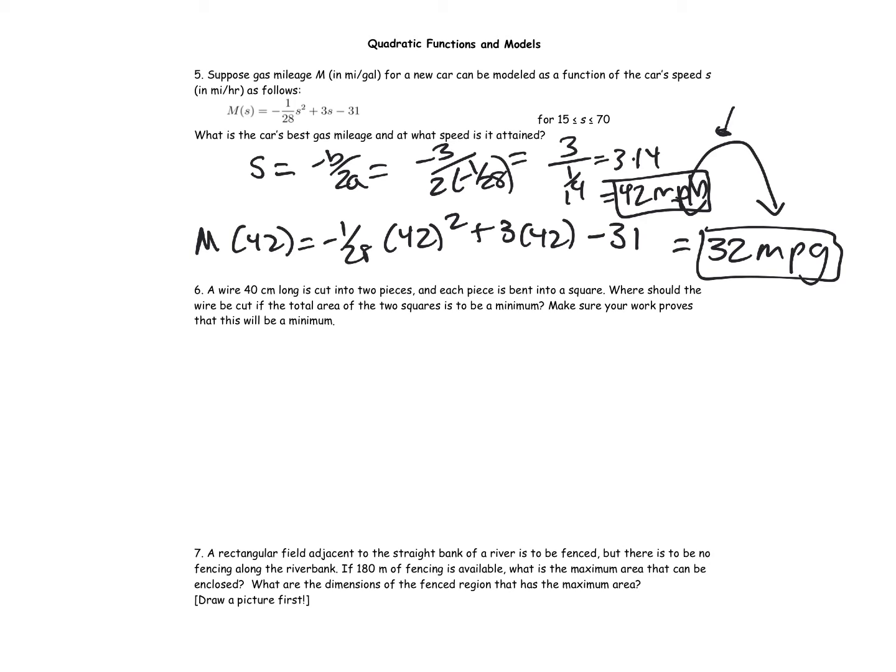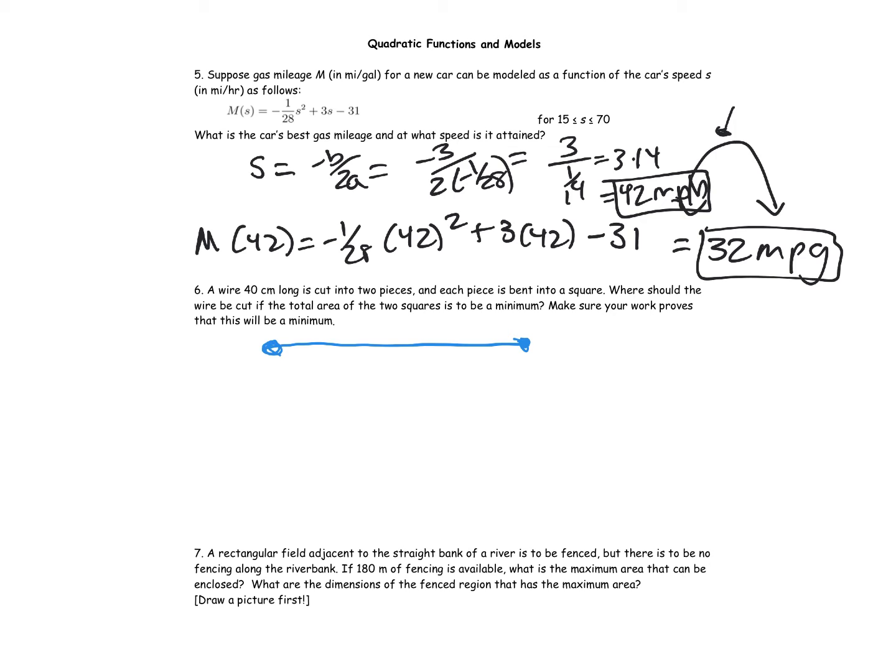This next one gets a little bit more challenging, and I just want to help you set it up. Then you should see what you can do with the algebra in terms of getting it into a form that you can then find the min. We've got a wire that's 40 centimeters long and it's cut into 2 pieces. Each of those 2 pieces is bent into a square. Where should the wire be cut so that the total area of the 2 squares is a minimum?